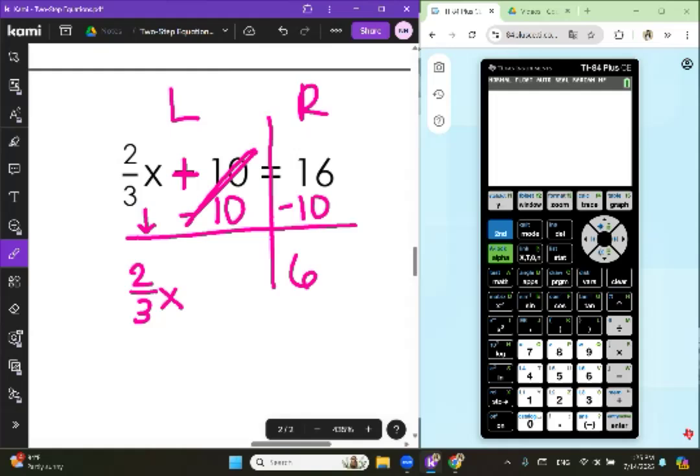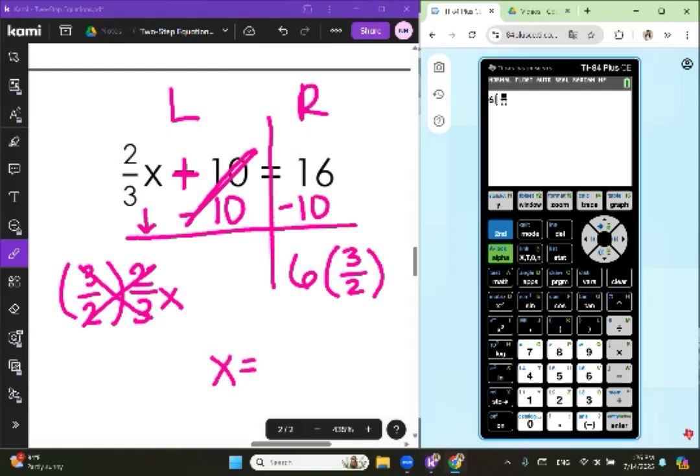How do we get rid of a fraction? Fractions represent division. The opposite of dividing is to multiply. We multiply by the reciprocal. The reciprocal is to flip it. 2's cancel out, 3's cancel out. You're left with x. I will type this in exactly the way I wrote it down. 6 parentheses 3 halves, and x is equal to 9.